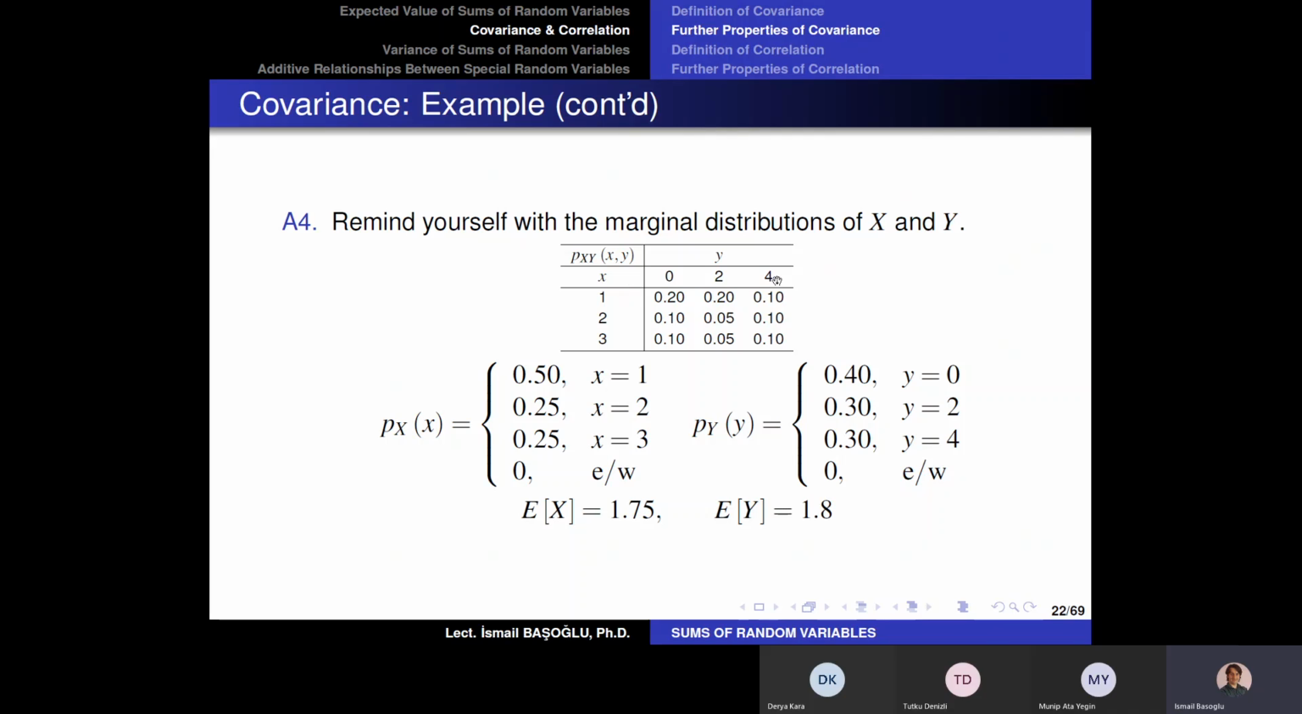The row sums of this table give me the marginal probability mass values for random variable x to take on 1, 2, and 3 values. And according to this marginal probability mass function, the expected value of x is equal to 1.75. And the column sums of this table give me the marginal probability mass function of y. And with that marginal probability mass function, I can compute the expected value of y as 1.8.